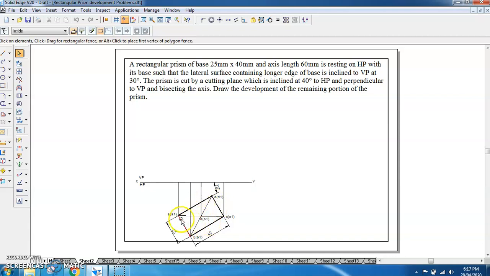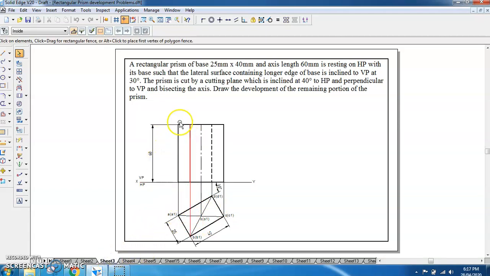Once you complete this, you will project all the points till XY, and then further we will take the axis as 60 mm and complete the front view of this rectangular prism as shown here. So this would be the front view of the rectangular prism, and this would be the top view of the rectangular prism, and the prism's lateral edge is having 30 degrees inclination. Now we have reached this part, so the remaining we can complete as shown here.